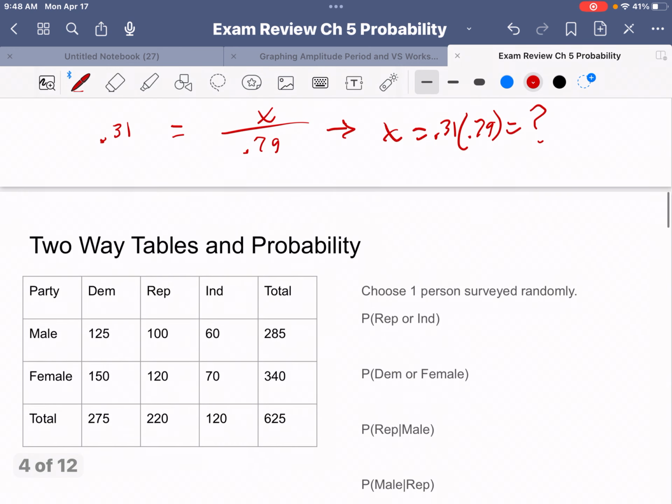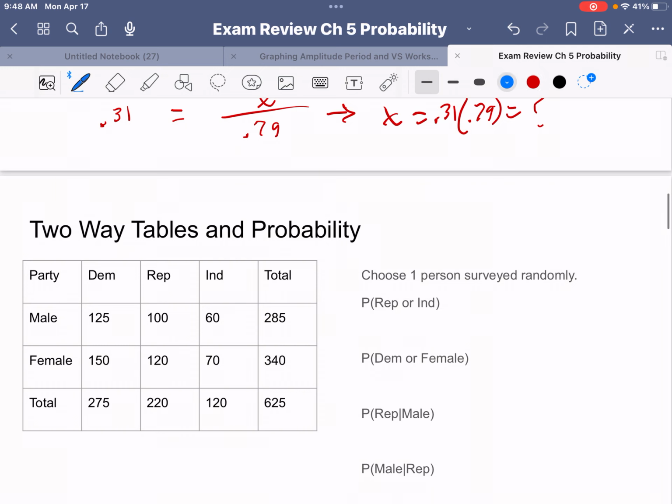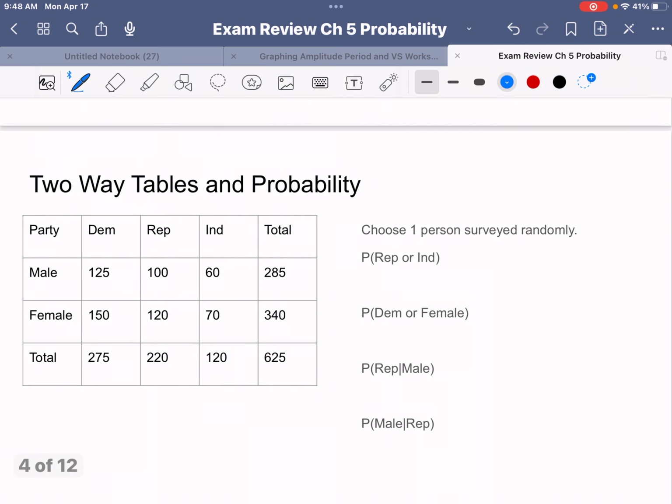Now, two-way tables and probability. Usually, if you're given a two-way table with probability questions, they're very simple. Even these two conditional problems, you don't have to use the formula. I'm going to try and remind you of that. So here's a two-way table. Apparently 625 people were surveyed. They identified which political party they're a part of, and they identified their gender.